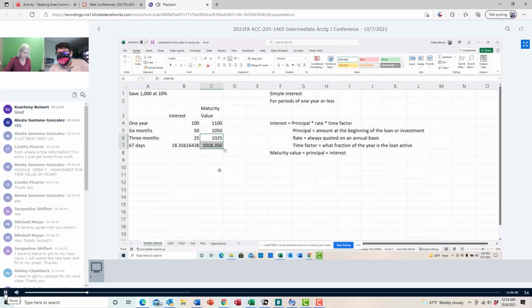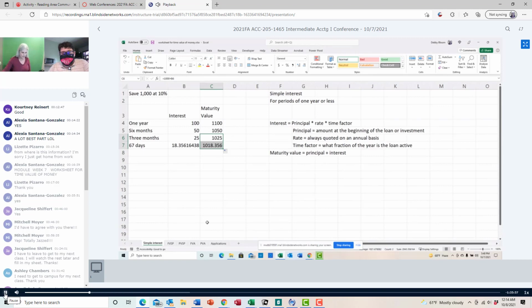So now what I'd like you to do is we're going to go tab by tab. FVSP is future value of a single payment. PVSP is present value of a single payment. FVA is future value of an annuity. And PVA, present value of an annuity. And then I just have some fun applications that we can do at the end, including my world famous car payment calculator. I love doing my car payment calculator. So much fun for me.